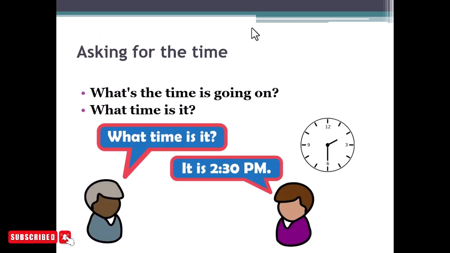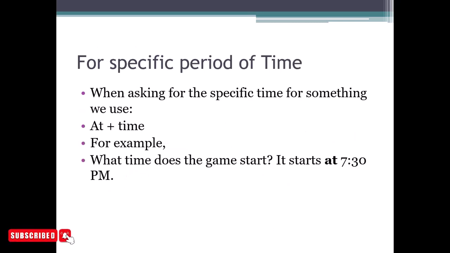Next is asking for the time. What's the time? Mostly we use these questions. What time is it? The answer could be it is 2:30 p.m., or we can say it is half past 2. For specific times, we use at plus time. When asking for the time of something, for example, what time does the game start? It starts at 7:30 p.m., meaning half past 7. We can say p.m. along with at.